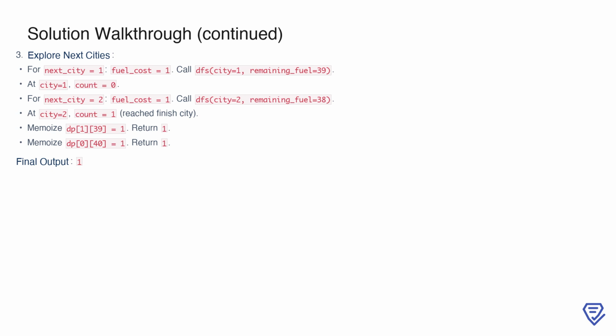This result is memoized as dp[1][39] = 1 and returned. Back at city 0, the result is memoized as dp[0][40] = 1 and returned as well. The final output for this example is 1, indicating one valid route to the finish city with the given fuel.